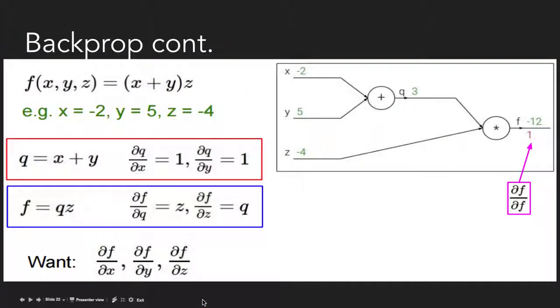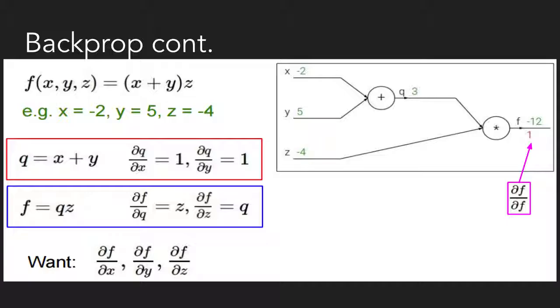Okay. So we want to find the partial of f with respect to y, so that's equal to the partial of f with respect to q times the partial of q with respect to y. So we know that the partial of f with respect to q is z, and then the partial of q with respect to y is equal to x. Or sorry, it's equal to 1. Yeah, 1.